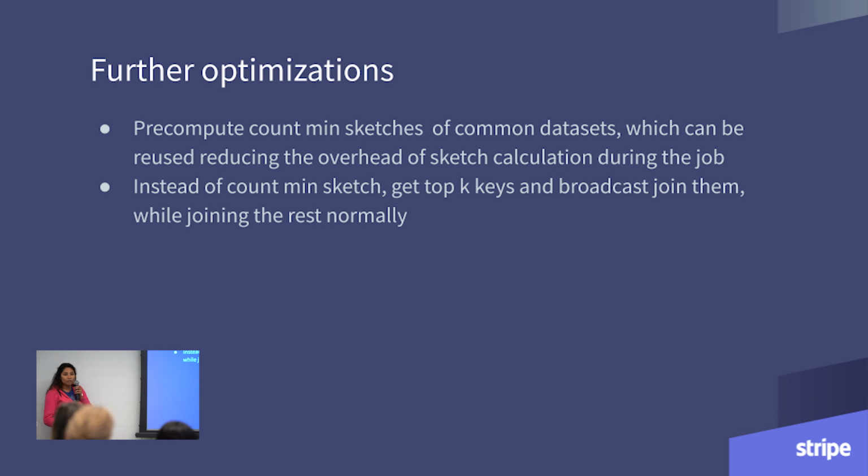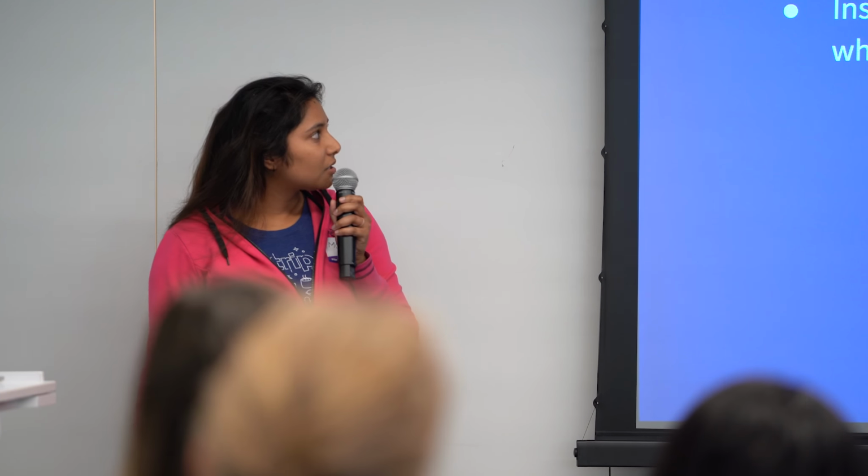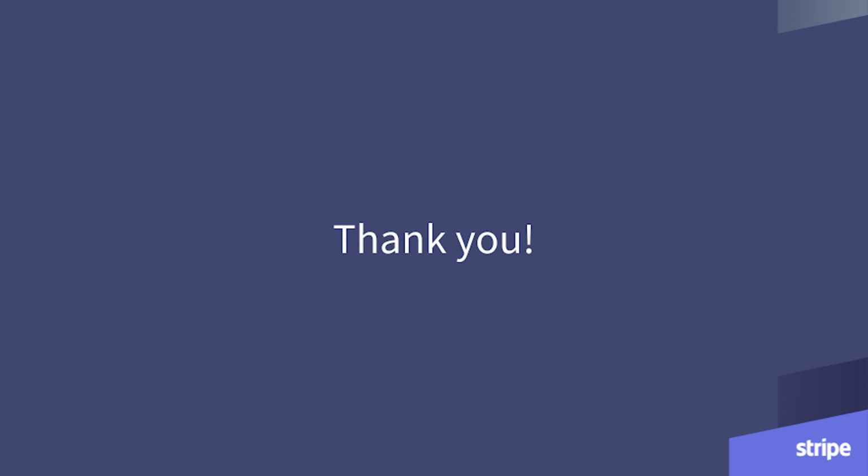You can do further optimizations with this. You can pre-compute the count-min sketches beforehand for some of the commonly used data sets, and you can use them again and again for your jobs. Or instead of count-min sketch, you can use another algorithm. You can get the top K heavy hitter keys from the big data set. You can join them separately using a broadcast join, where it does not do a shuffle, where it does not move data as much, and you do the normal join separately. So that is it about skewed data and sketch joins. Any questions?